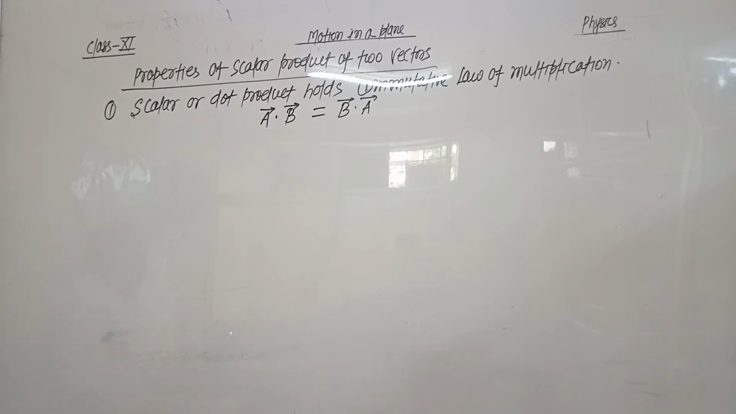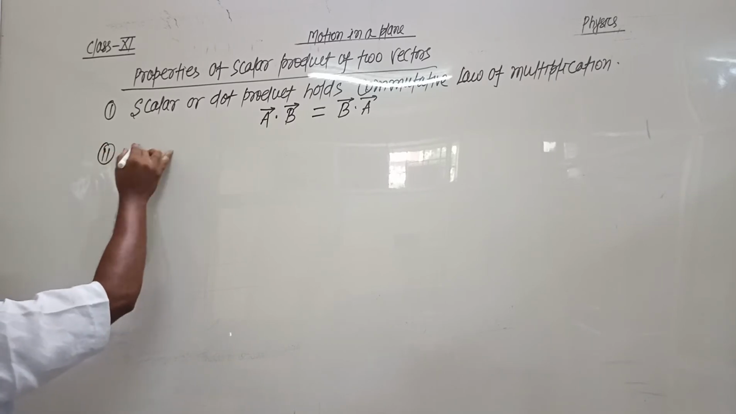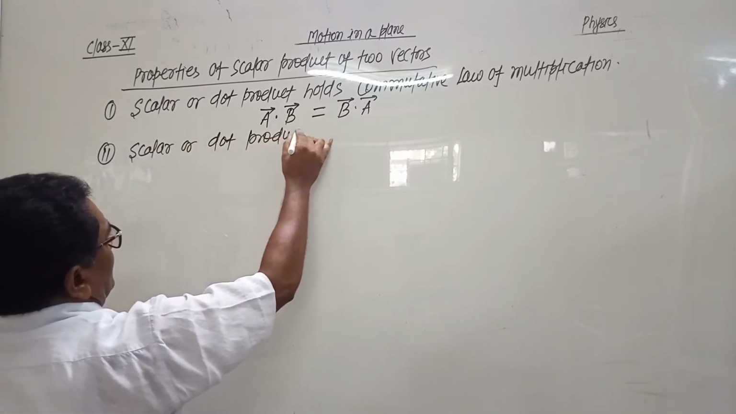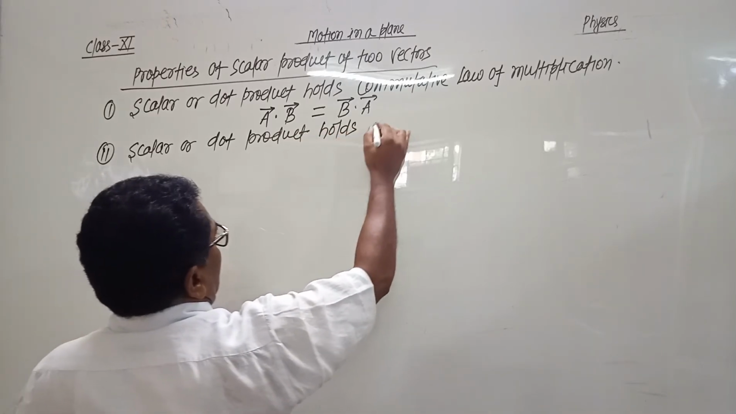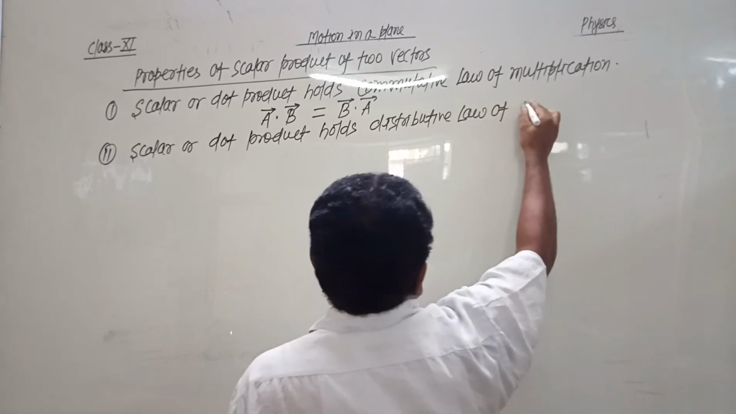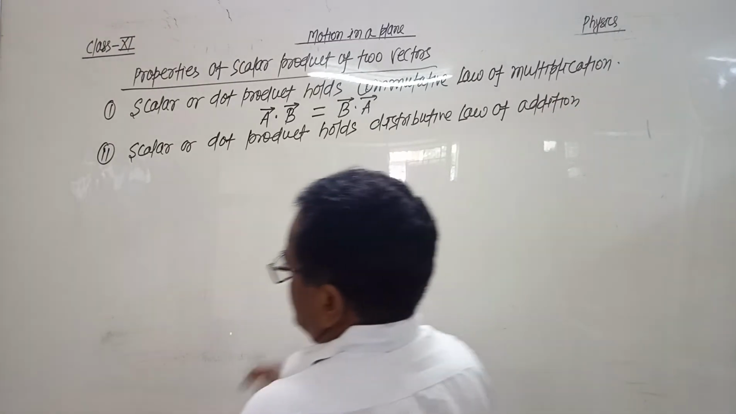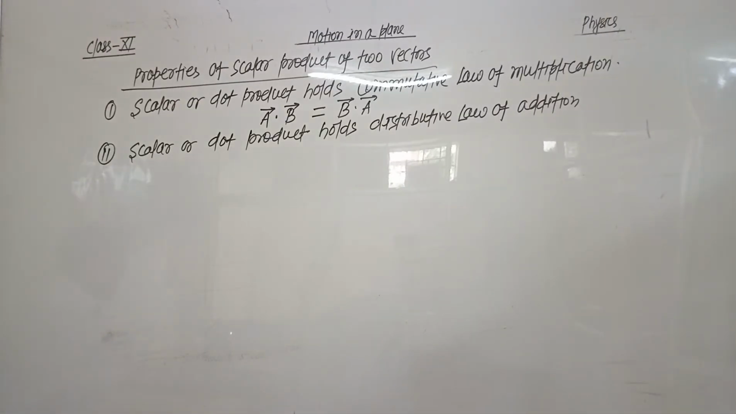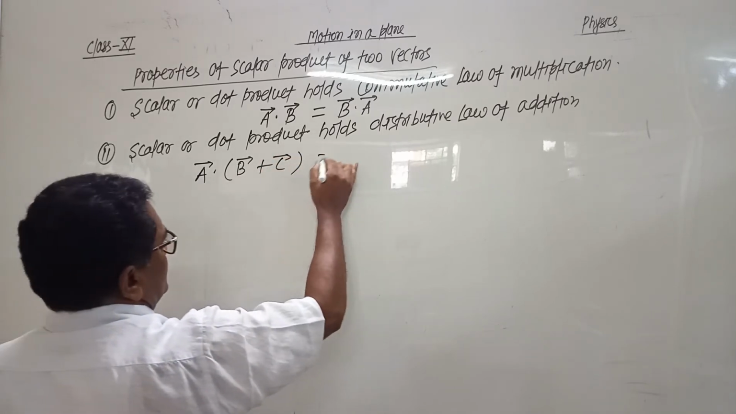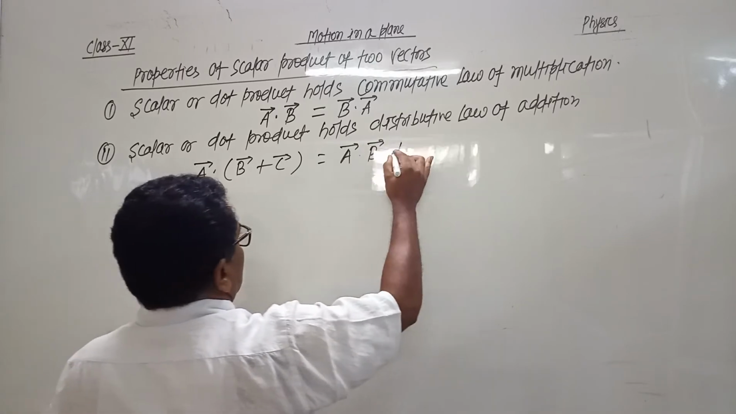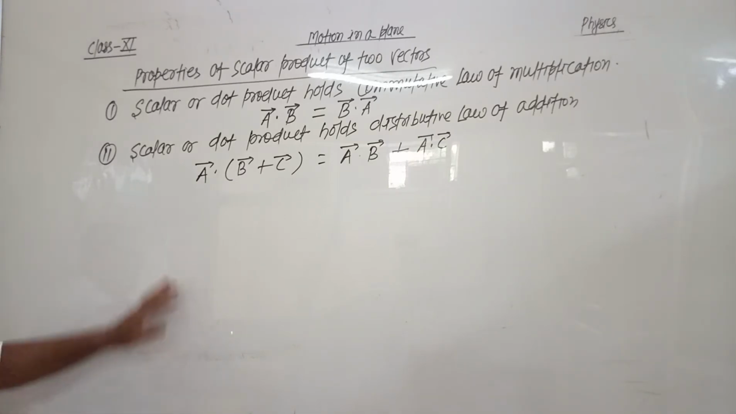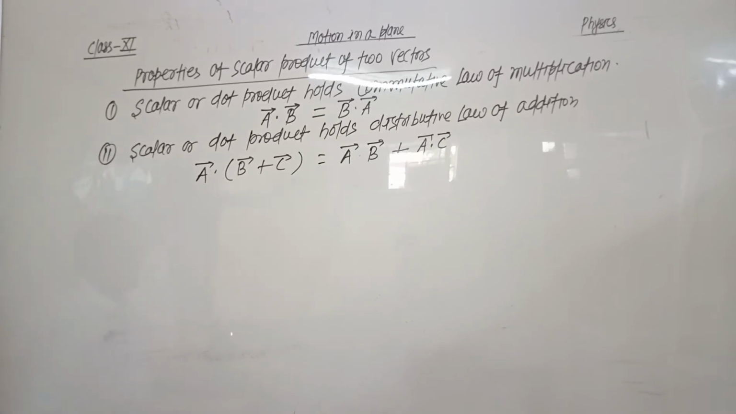The next property: the scalar or dot product holds the distributive law of addition, like A dot (B plus C) is equal to A dot B plus A dot C. A dot (B plus C) equals A dot B plus A dot C. This is called the distributive law of addition.